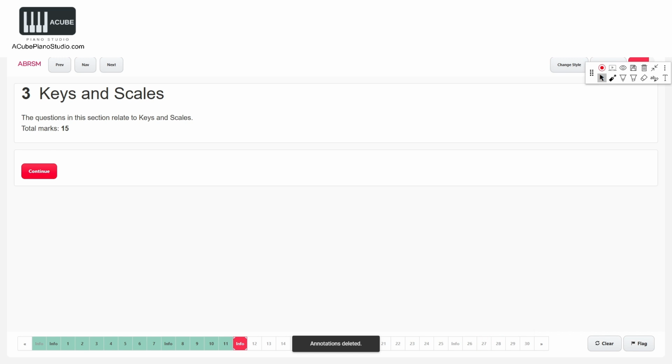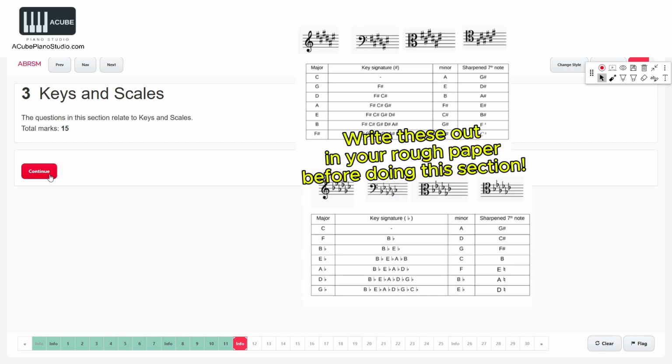Okay, so now that we have done this, the next thing we should do is the keys and scales. So you can have a piece of rough paper for the exam, which you can write out. So for the piece of rough paper, when you're doing the keys and scales, I will highly recommend this. Write out the sharp, then the major and the minor, then you write out what are the keys and what key signature they have and so on, before you do it. So now let's go through this.